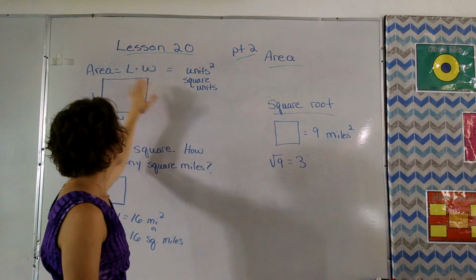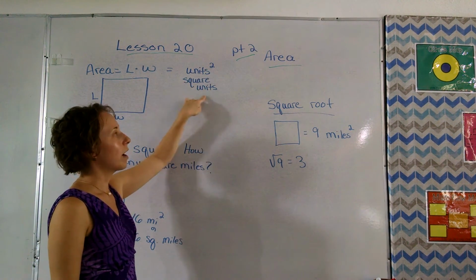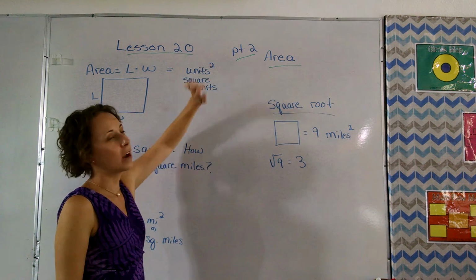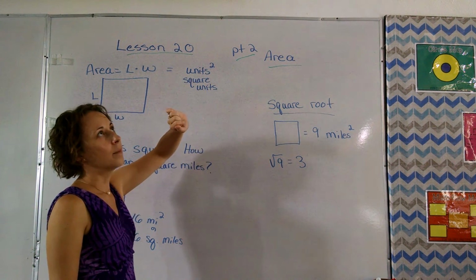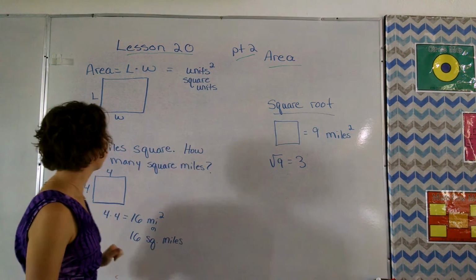So our units for area are always units squared or square units. So for example, inches squared or square inches. If it was in meters, it would be meters squared or square meters.